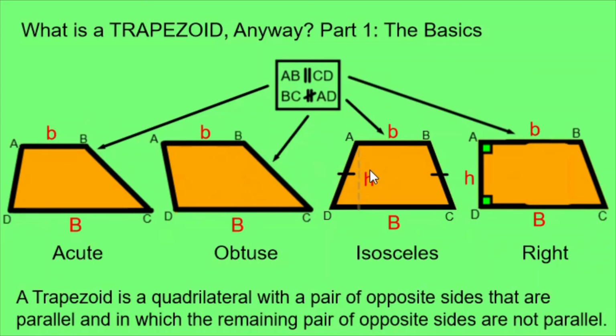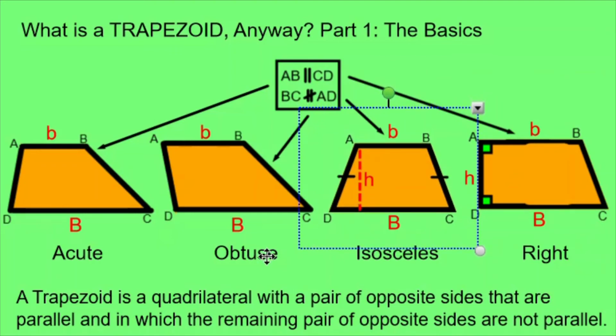For instance, I can show the height for this isosceles trapezoid like this. We can show a height for this obtuse trapezoid, and we can really place the height anywhere we want within the trapezoid. And the acute trapezoid, of course, also has a height. All of these heights are perpendicular to the base.